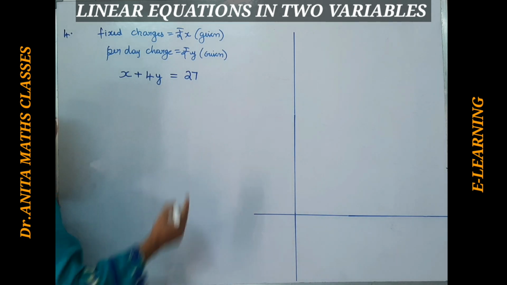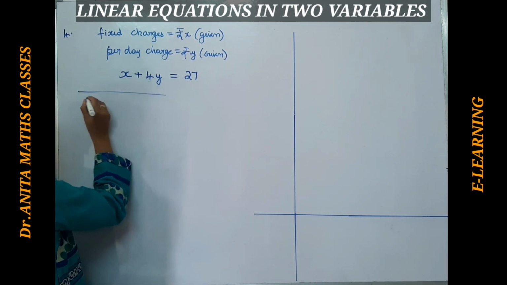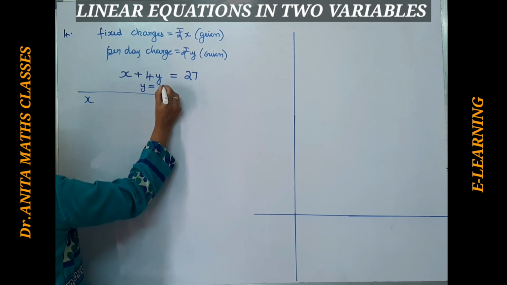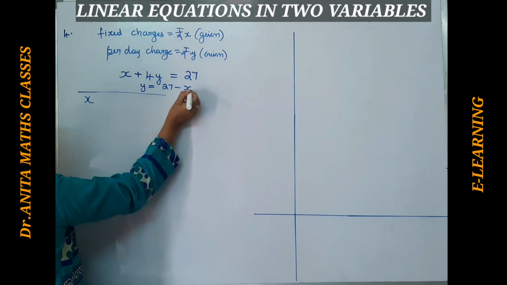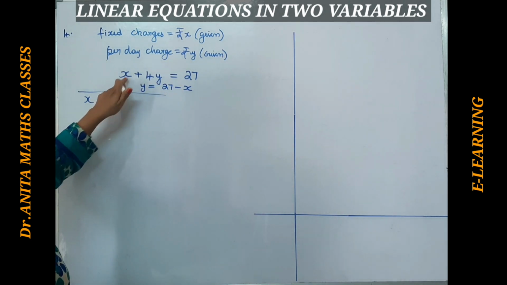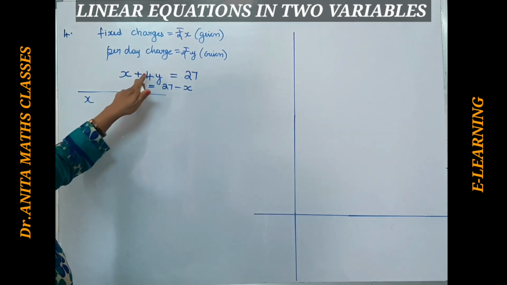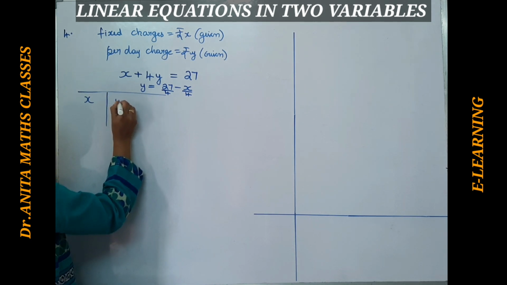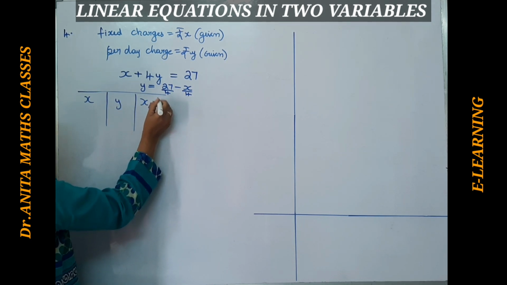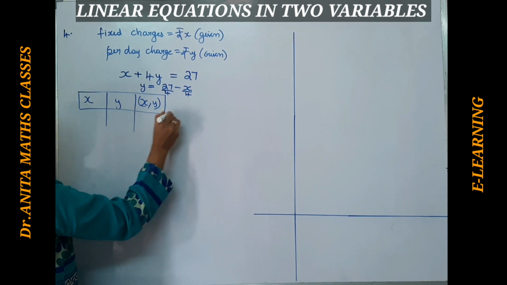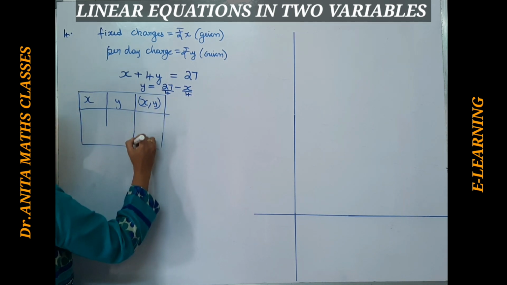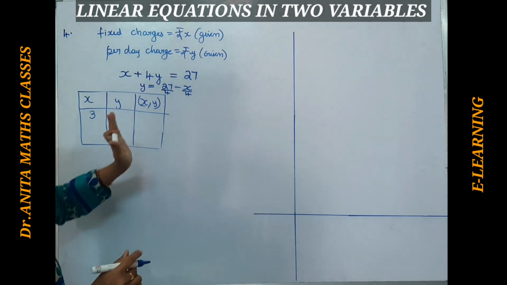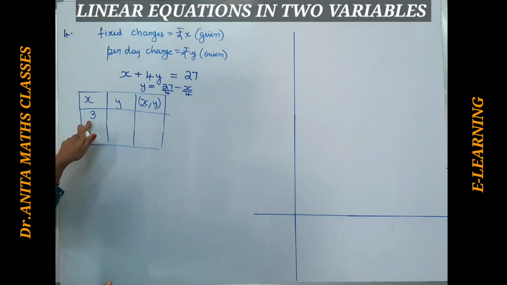We need to plot the graph. Let me work out the y value. So this becomes 27 minus x. If you want to get y, x goes to the other side and becomes minus, and y equals 27 minus x divided by 4. This is the y value. Let us substitute some values and get the y value. Now suppose, because it is fixed 3, let me take 3 as the x value.